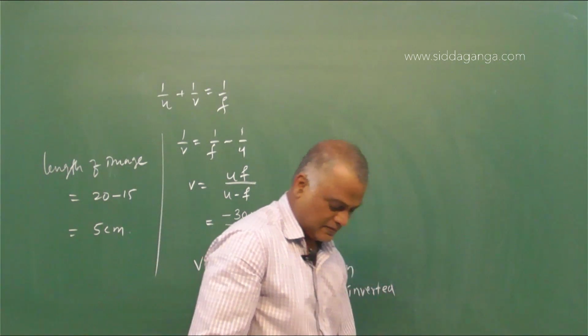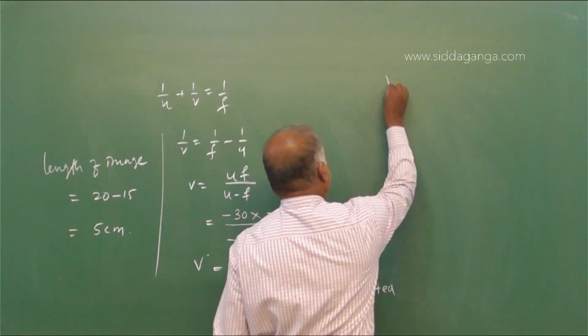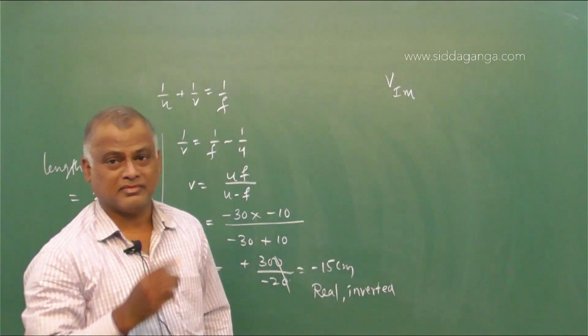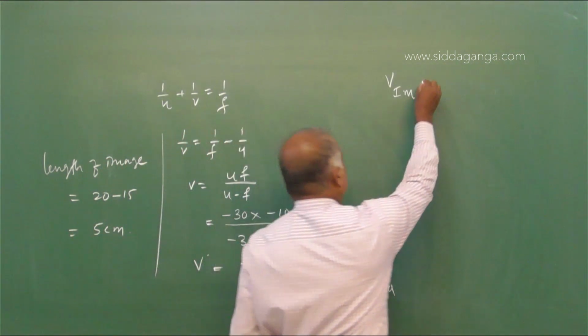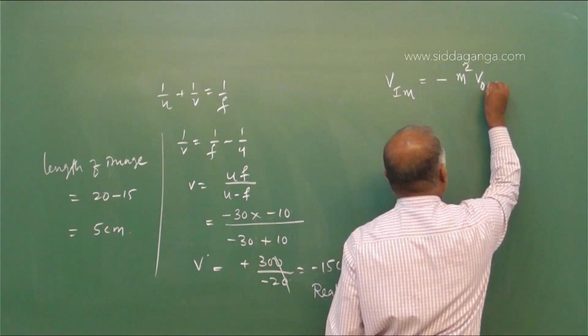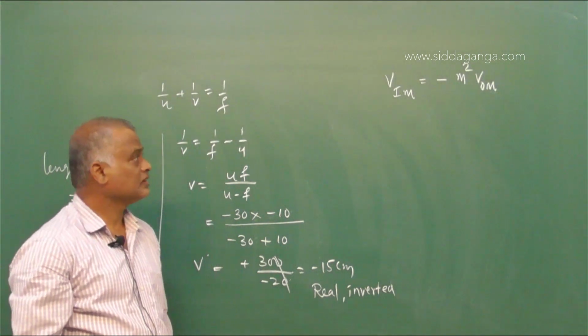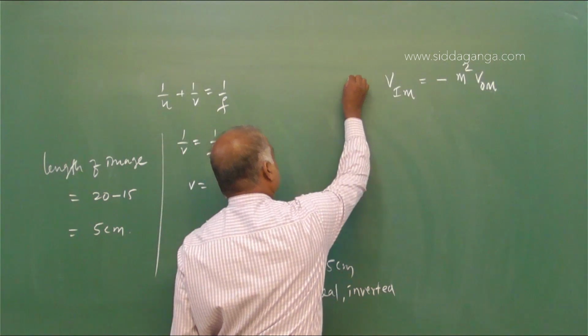One more type of concept is needed, dear students. Velocity of the image with respect to mirror, V_IM, is equal to minus m square times velocity of the object with respect to mirror. One formula. How did we get it?